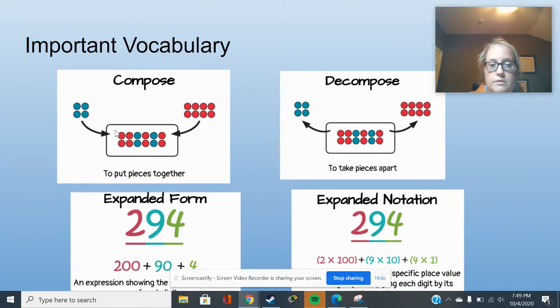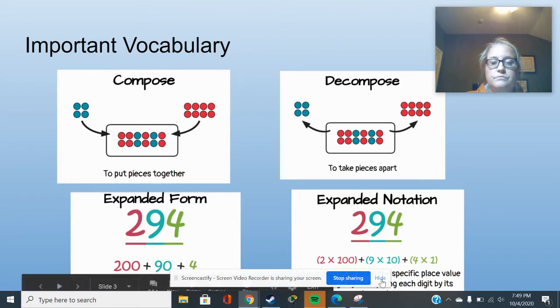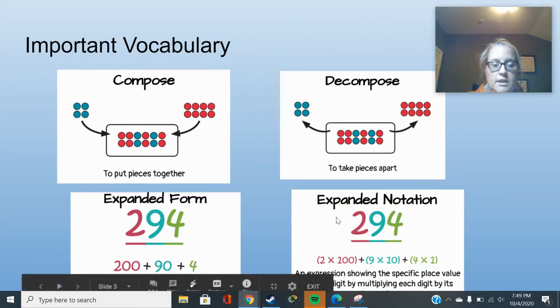Another word we're going to look at is decompose. When we decompose, we take pieces apart. So I want you to do the same thing, but we're going to do it the opposite. We're going to start with our whole, and we're going to say decompose, take apart. Let's try it with me. Decompose, take apart. One more time. Decompose, take apart. Now, there's two other words on here that are actually very important, and they're going to help us with our learning today.